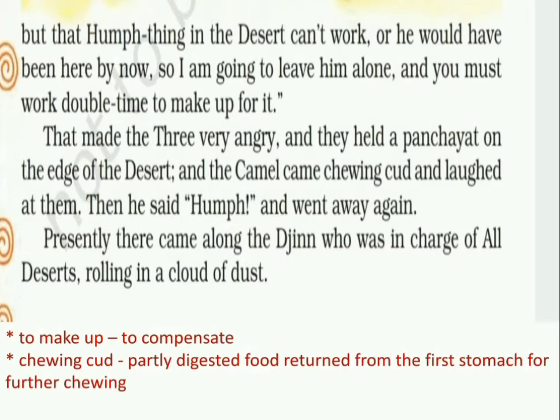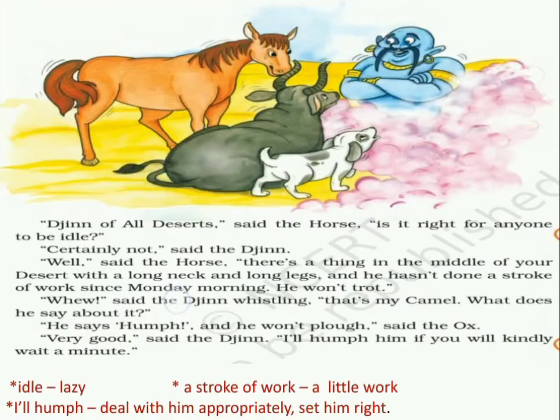Now, presently, there came along the jinn who was in charge of all deserts, rolling in a cloud of dust. So, who came there? Yes, jinn. So, he is in charge of what? Of all deserts. So, how did he come? He had come in the rolling, that is a cloud of dust. The dust was rolling, and from there, this jinn has turned up. "Jinn of all deserts," said the horse, "is it right for anyone to be idle?" "Certainly not," said the jinn.